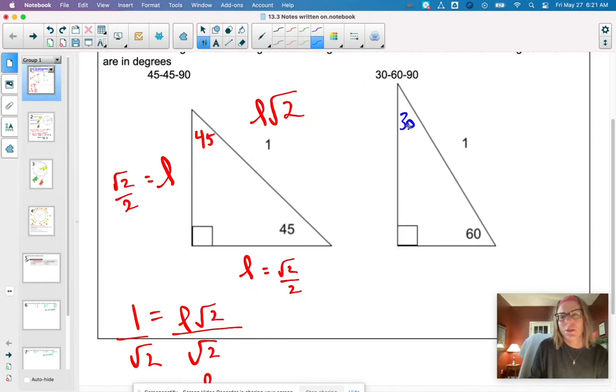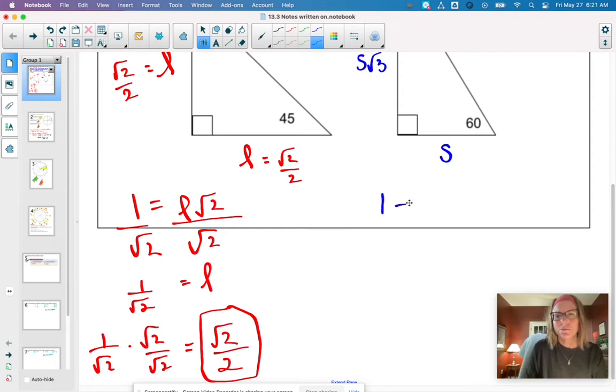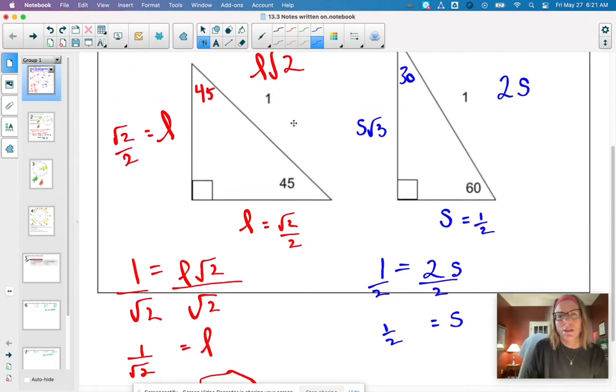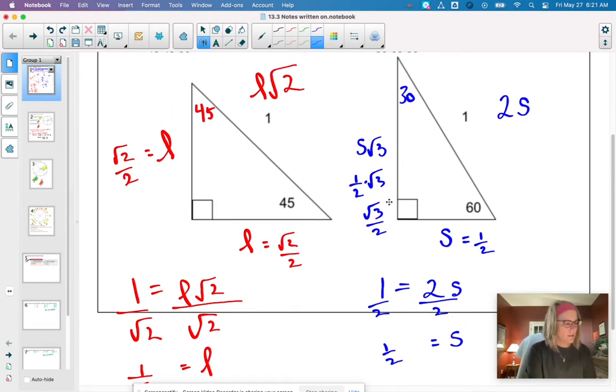And on a 30, 60, 90, we know that the side opposite 30 is S. The side opposite the 90 degree, which is the hypotenuse, is 2S. And this is S root 3. So again, we start with what we know and divide by 2. So S is equal to 1/2. So we can fill that in. And so therefore, the side opposite the 60 degree is going to be 1/2 times root 3, which is just going to be root 3 over 2. All right, so we found all the sides for each of these triangles.